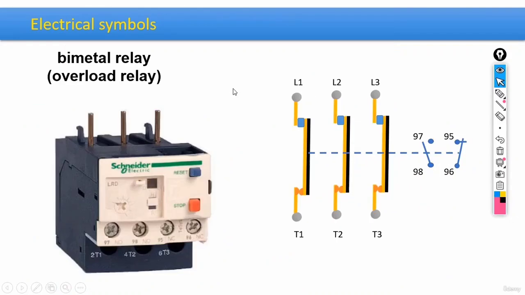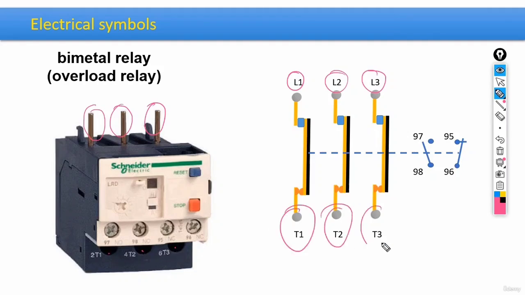Okay, everyone, so far we successfully found out how exactly a bimetal relay, aka an overload relay, would function. More specifically, we said that we have three terminal sets up here, L1, L2, and L3, and on the other side, down here, we have T1, T2, and T3. Then we said we have a couple more terminals here.